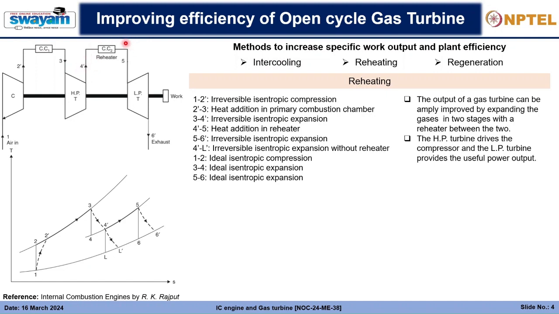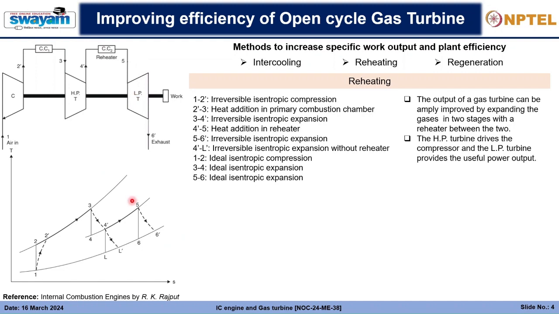it will again go into the reheater, and heat will be added at constant pressure from point 4 dash to 5, as you can see in here. Then at 5 it will again enter the low pressure turbine, and at the low pressure turbine the gas will again expand from point 5 to 6 dash, and accordingly you will have the entire expansion from higher pressure to the lower pressure.